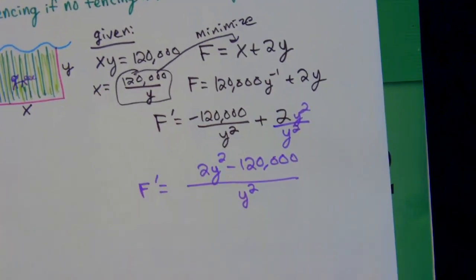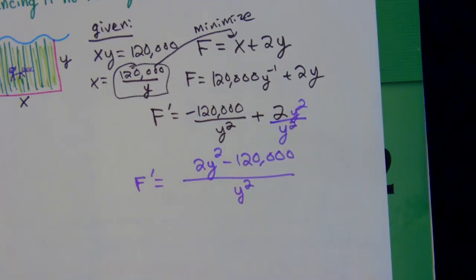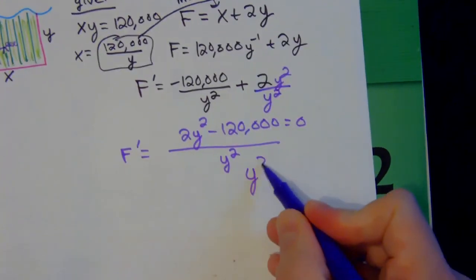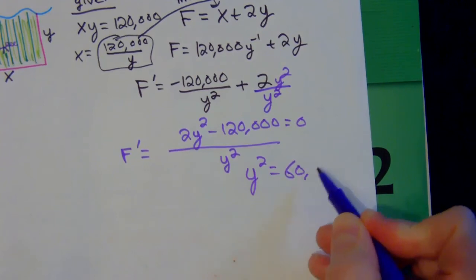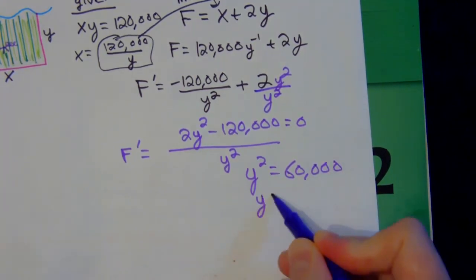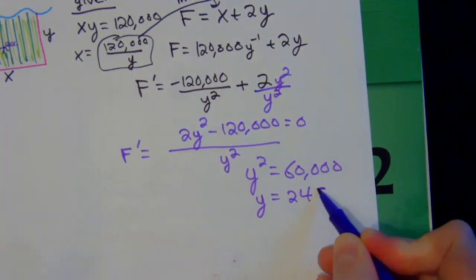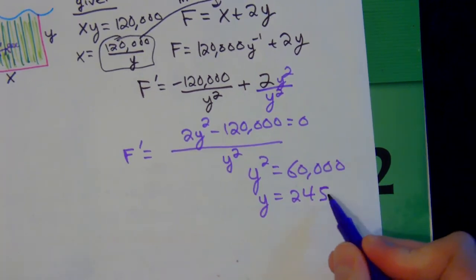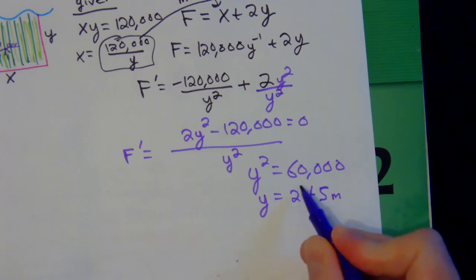You're only concerned where the top is equal to 0. We don't care where the derivative is undefined in this section. So if I set this equal to 0, we'll get Y squared is equal to 60 grand. And then we'll square root both sides, and we're going to get 245. Negative 245 meters of fencing doesn't make any sense right there. So we get 245 meters right there.